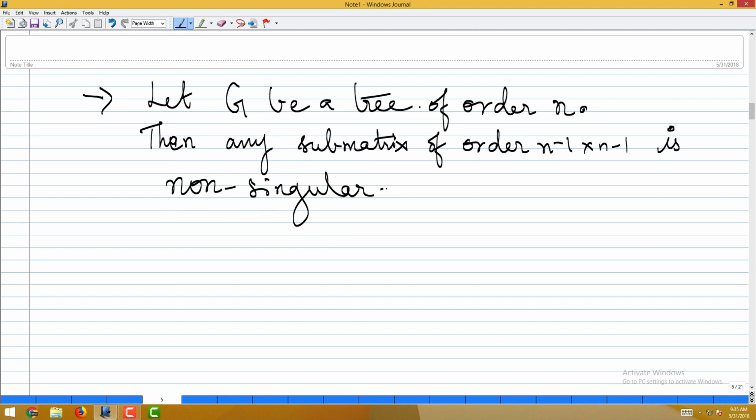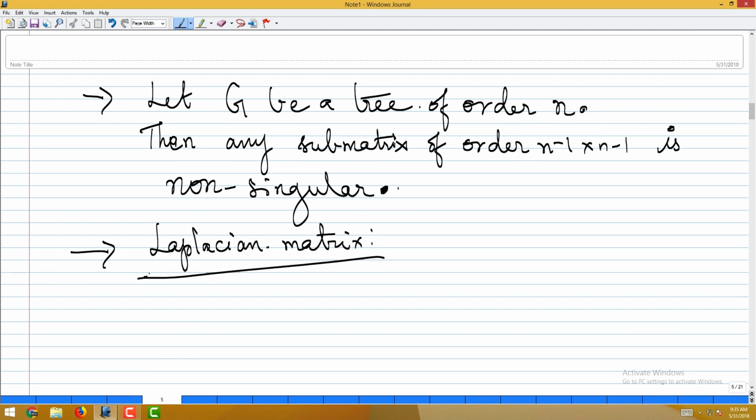So, I will not give the proof, it runs on similar lines to the previous result that we spoke about. So, the idea is this n minus 1 by n minus 1 submatrix is non-singular, that means what, the determinant is non-zero for a tree. Okay. So, we will make use of this and we will jump into the Laplacian matrix now. Because I need this result, I will be using it in the later part.